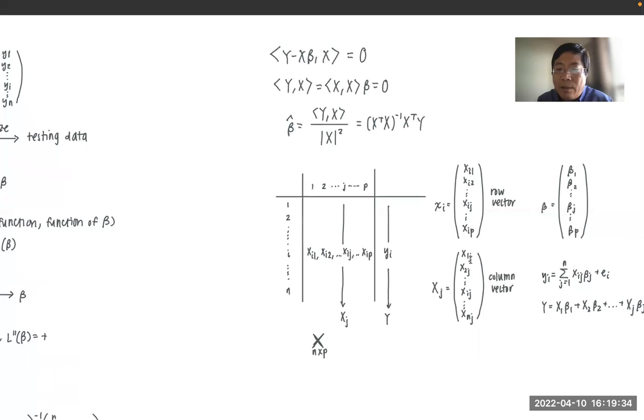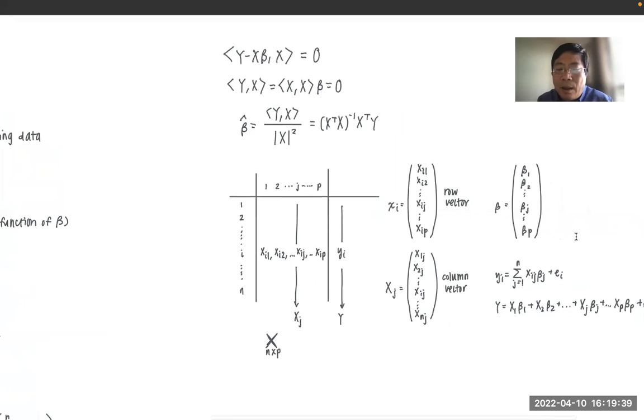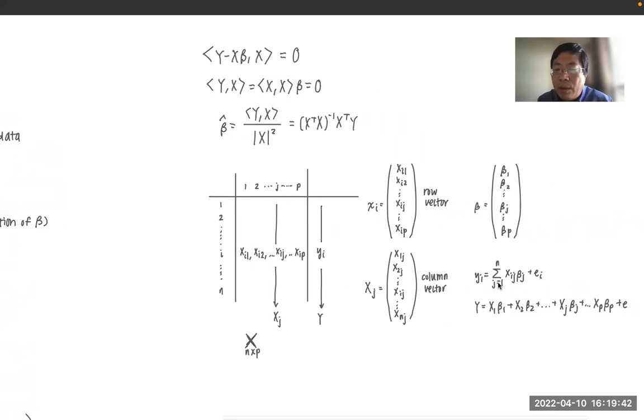Correspondingly, we also have beta. Beta is beta 1 to beta p, so that now the regression model becomes yi equal to the summation, sorry, this is a typo, j from 1 to p, of xij times beta j, plus ei. And then we can also write this as xi transpose times beta, where beta is a p-dimensional vector, and this can also be written as an inner product between xi and beta. So this is how we generalize.